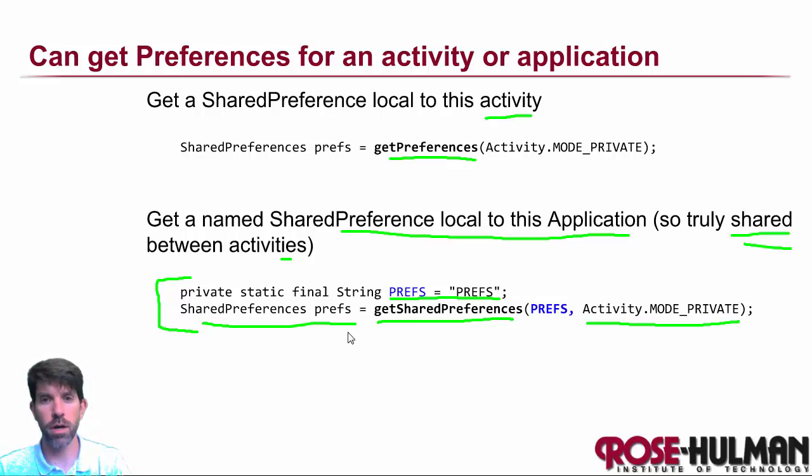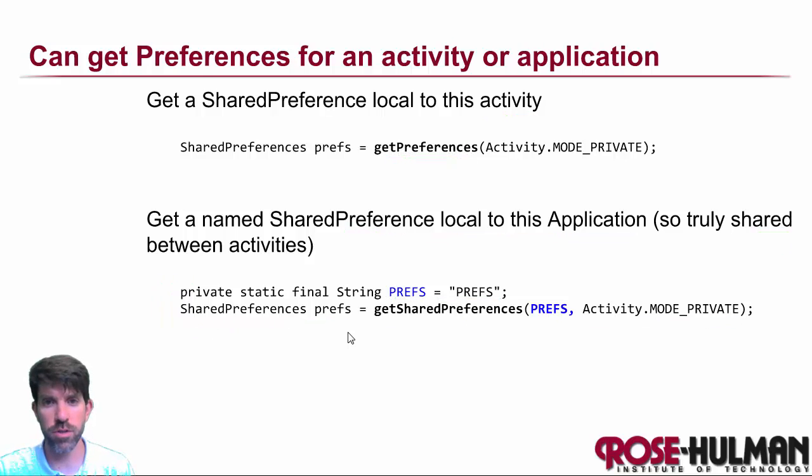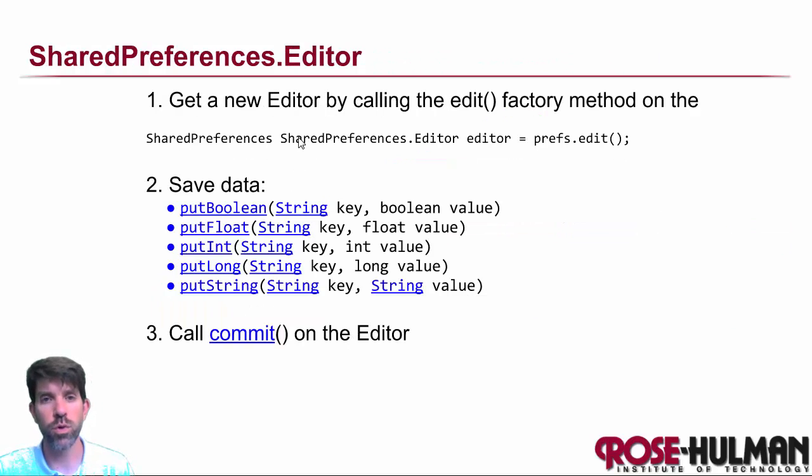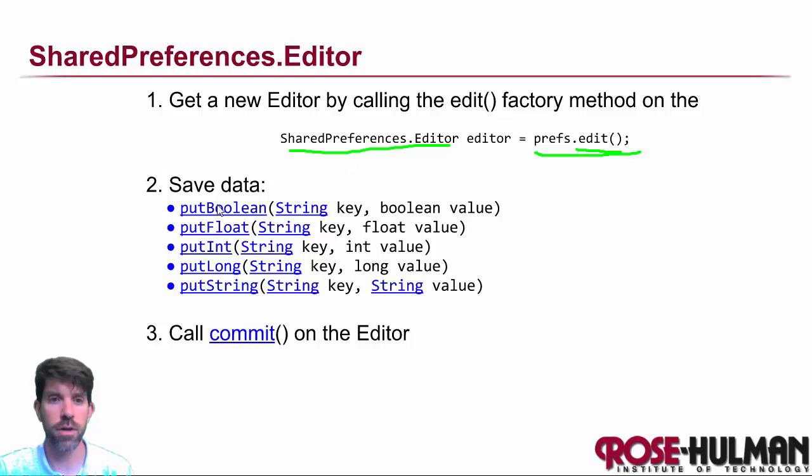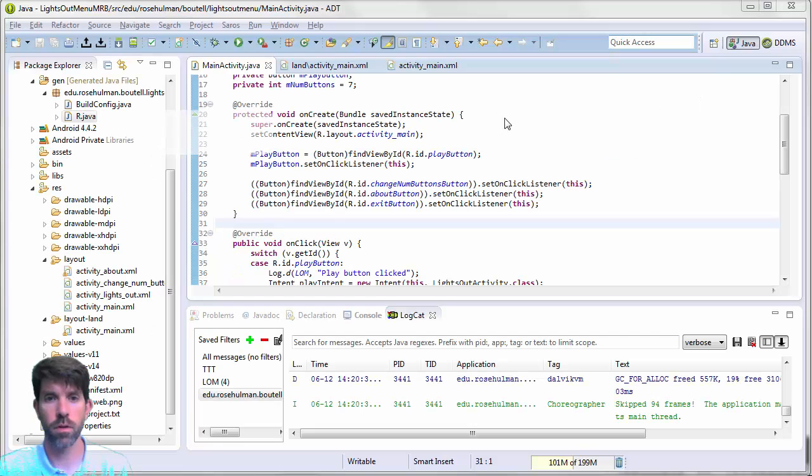So that's one part. And then once we have preferences, we edit them by using an inner class on shared preferences called the editor class. So if we call this little factory method right here, hey prefs, give me an editor, and then save it off, then I can put data into it, and then I just call commit. So let's go ahead and do that in Eclipse.